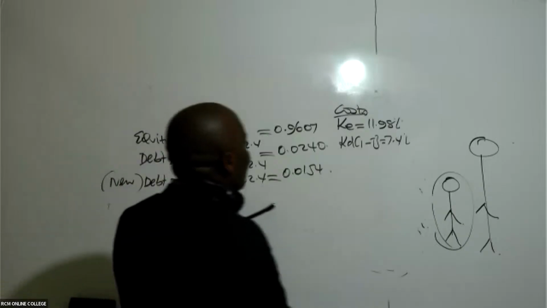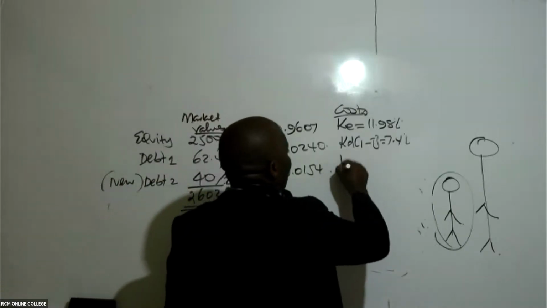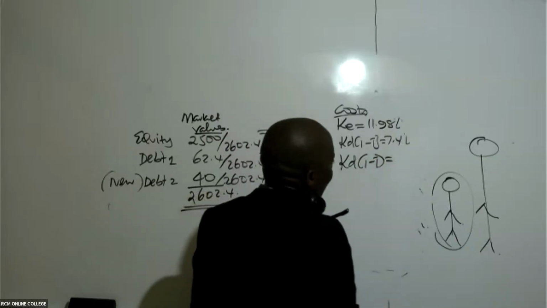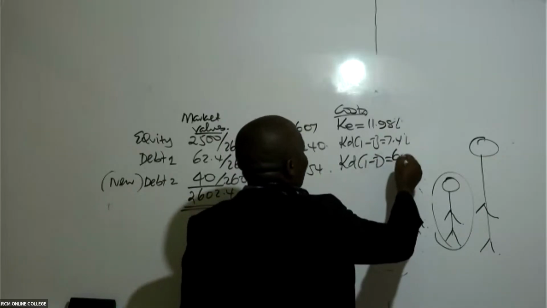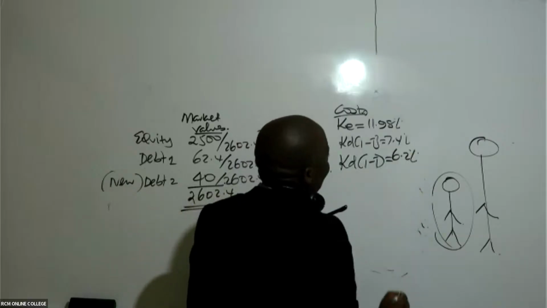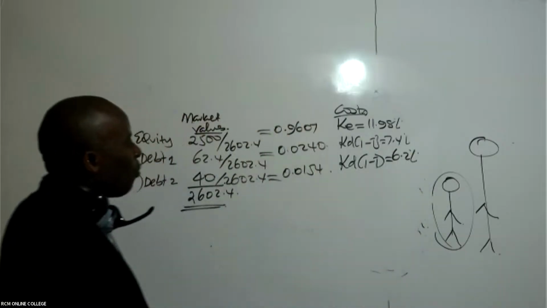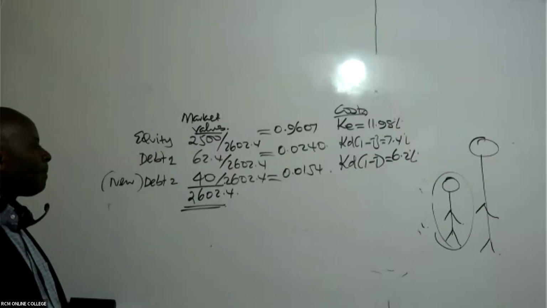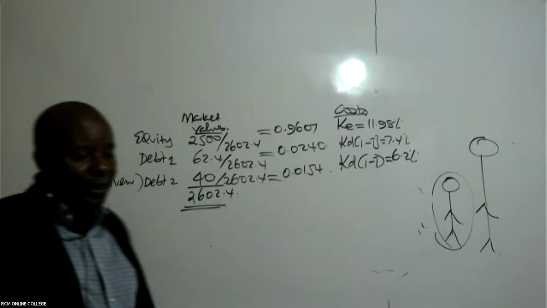Can you kindly give me this KD after tax, the one that we've just gotten here? Was it 6.2%? 6.2%.